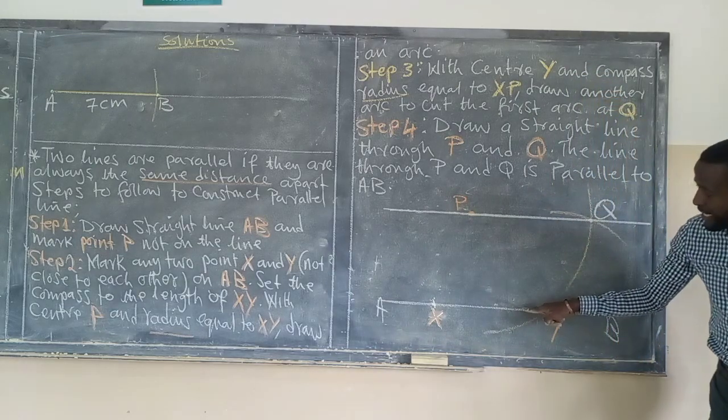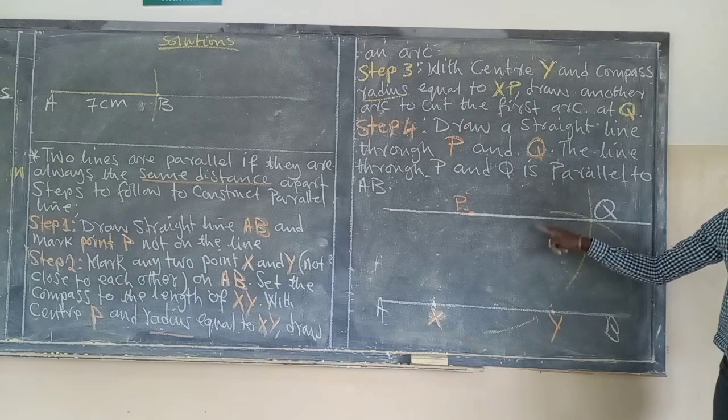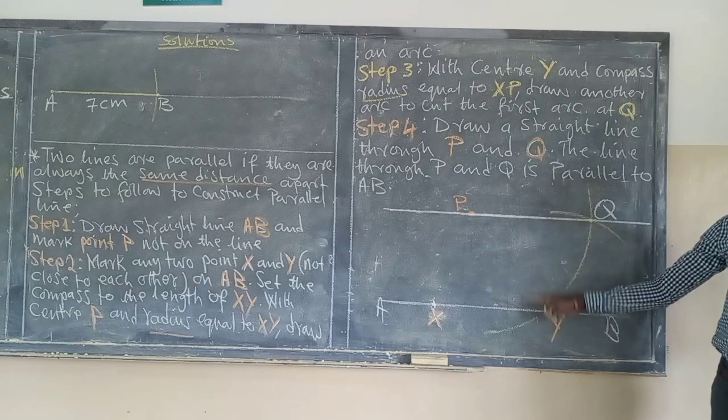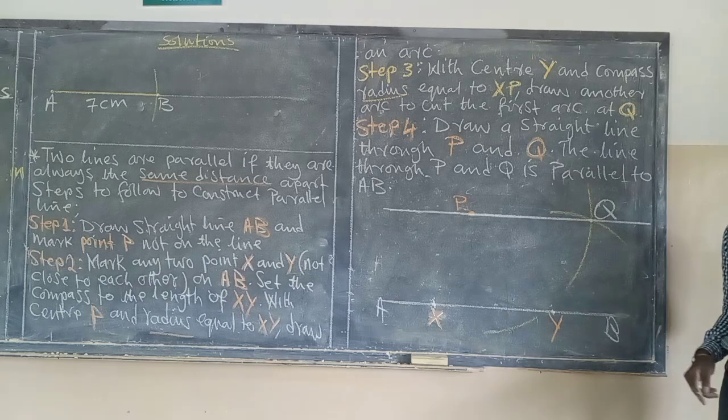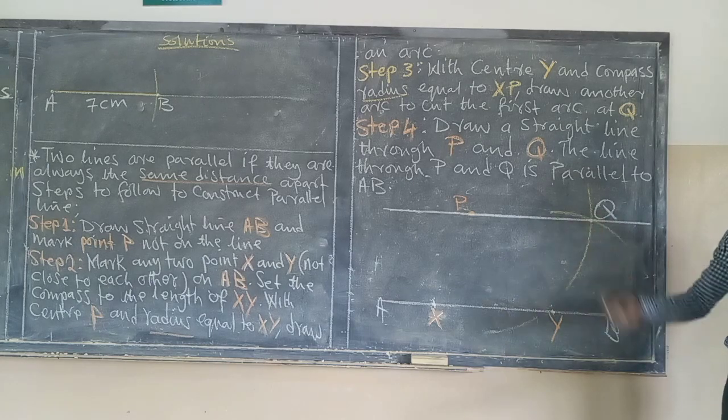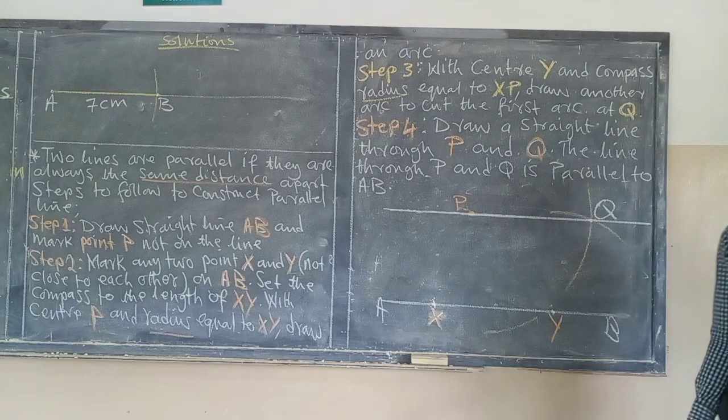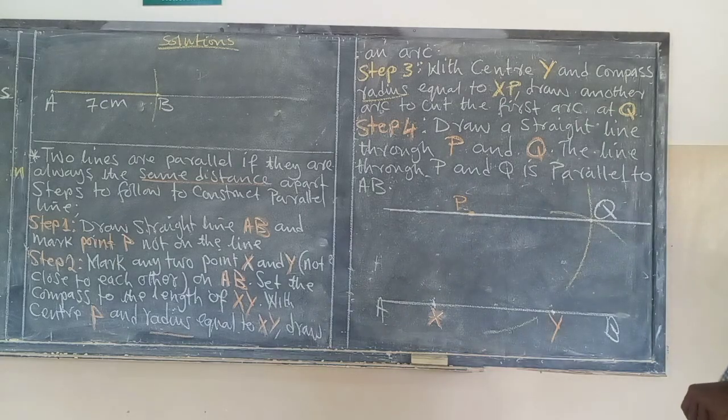The distance from here to there is the same. This length is the same distance. So they can never meet. Yes, this is how you construct parallel lines, my dear friends. That is how you come up with parallel lines. It's a very simple step and straightforward. I don't expect anyone to fail to construct parallel lines with the steps I've given you.